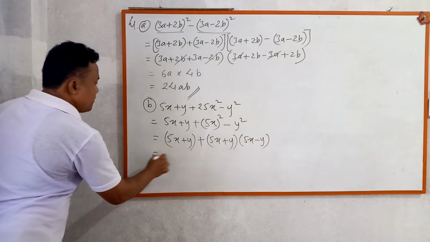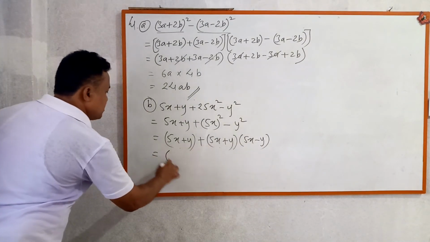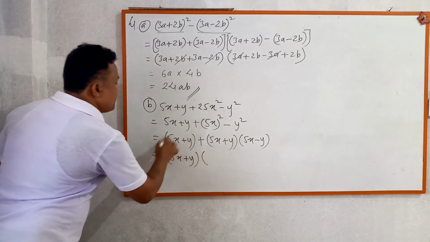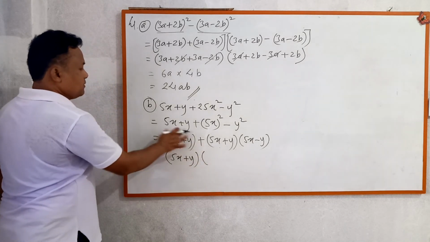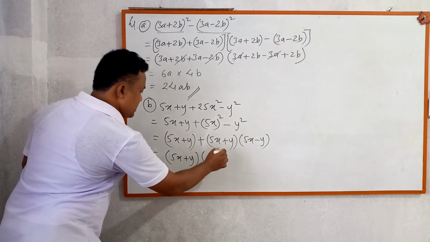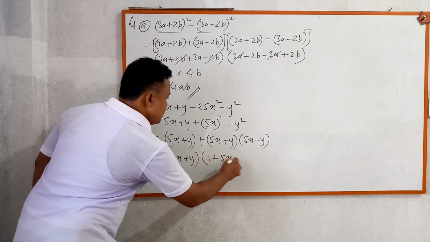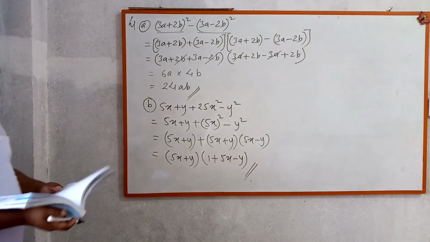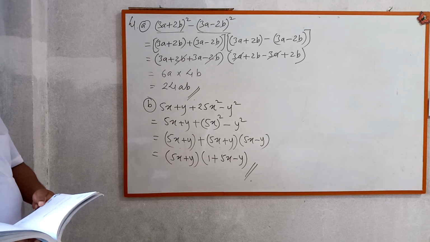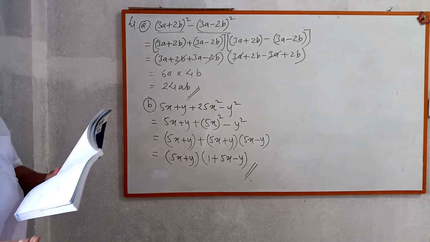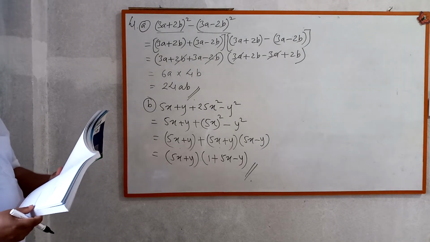Okay, now take common 5x plus y. After taking it common, here it will remain 1, plus 5x minus y. So this is the answer here. I think the others you can do from here. Now let's look at one last question from the long questions.